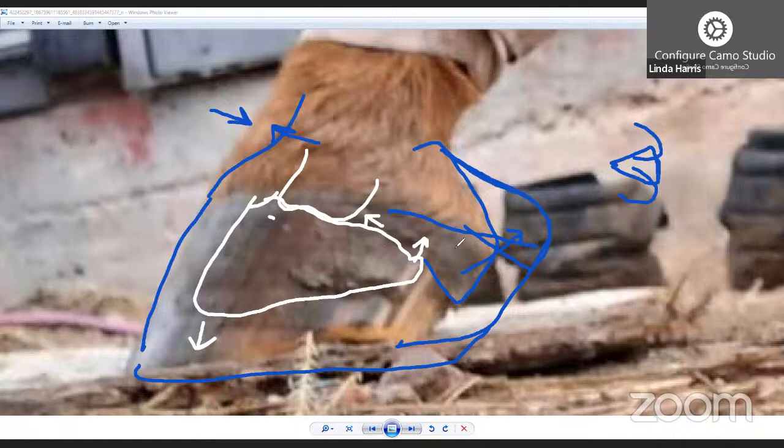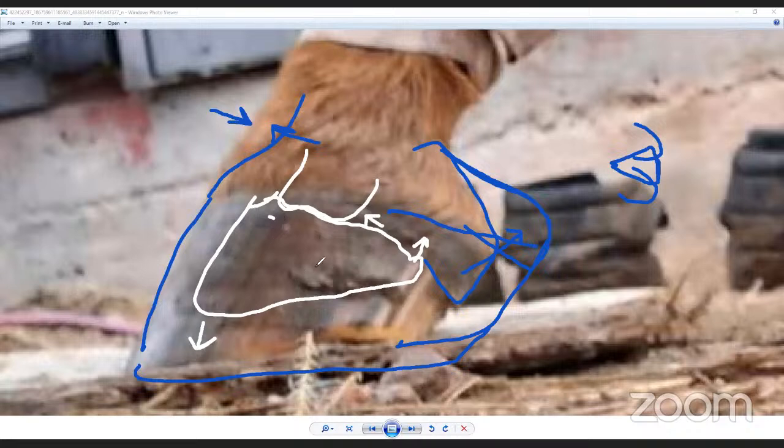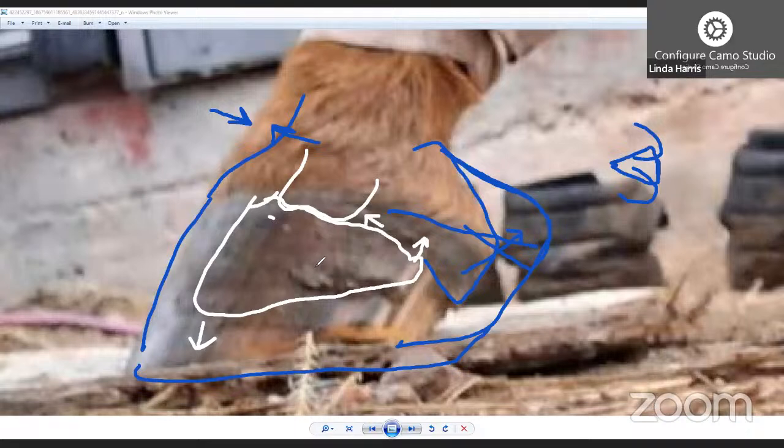So, yep, and see, your frog is deformed, too. Your frog is pushed forward and pushed wide and weird shaped because this horse, instead of being able to be barefoot trimmed where you take the heels out and then make the hairline like this, you'd have a foot that's shaped like this.